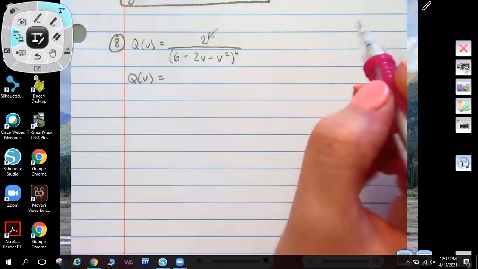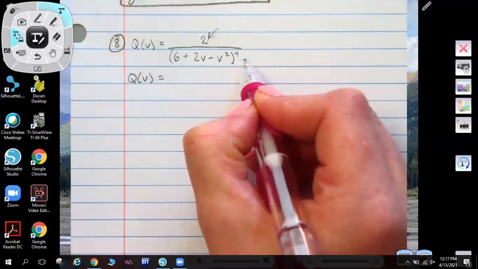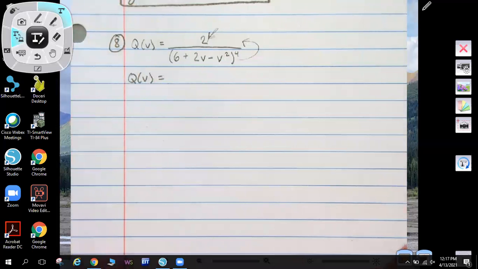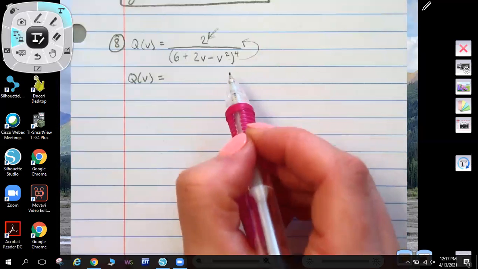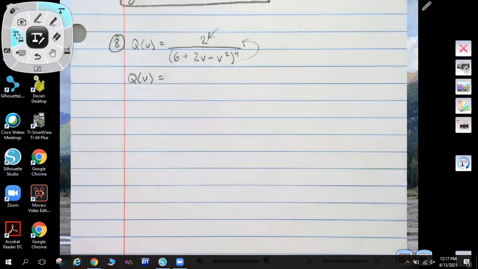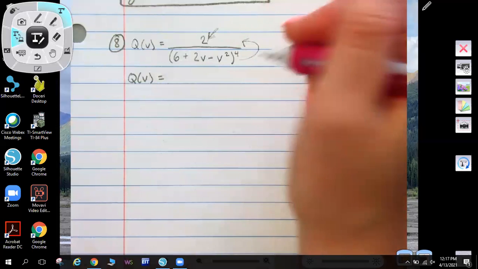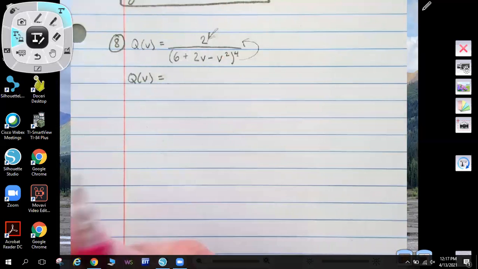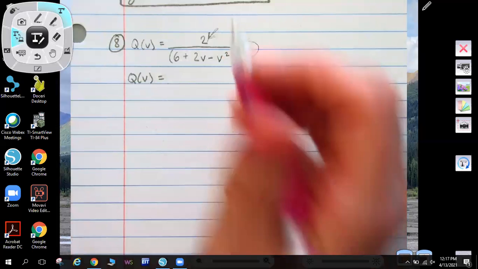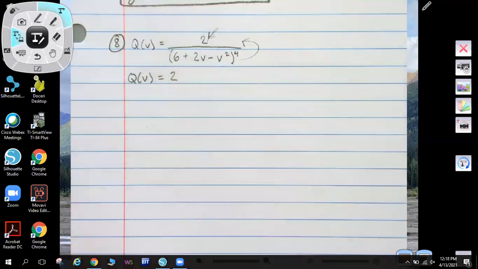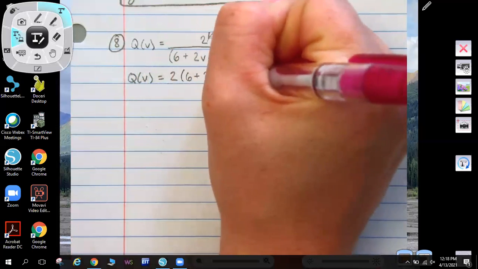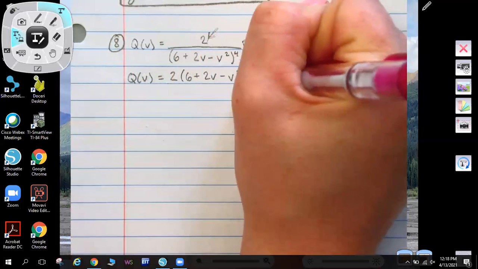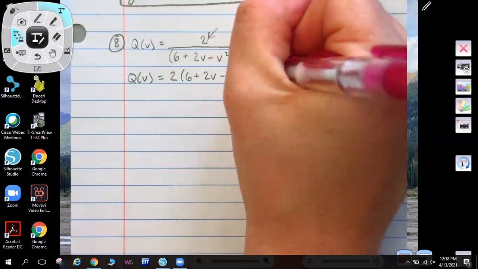The way that we can rewrite it is we can move everything that's in the denominator up to the numerator. We can do that because everything is being raised to the fourth power. When we move something from the denominator to the numerator, or from the numerator to the denominator, we can do that as long as we switch the sign of the exponent. So the 2 from the numerator stays, and everything from the denominator is coming up to the numerator. Now instead of being raised to the fourth power, it's raised to the negative fourth power.